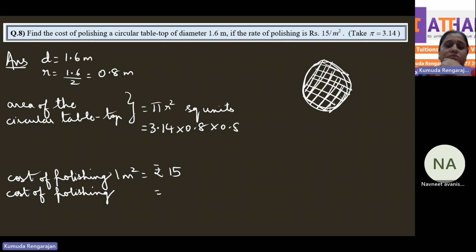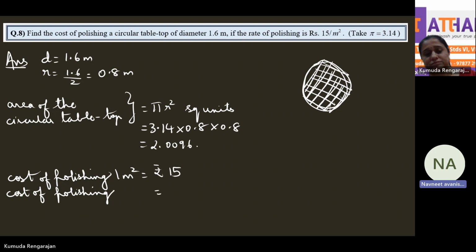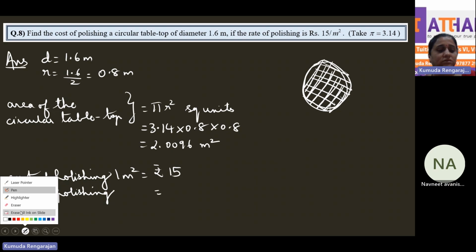Okay, what's the product? The product is 2.0096. 3.14 into 0.8 into 0.8. How much is it? 2.0096. Yeah, correct. Units? What's the unit? Meter square. Yeah. So here, cost of polishing?